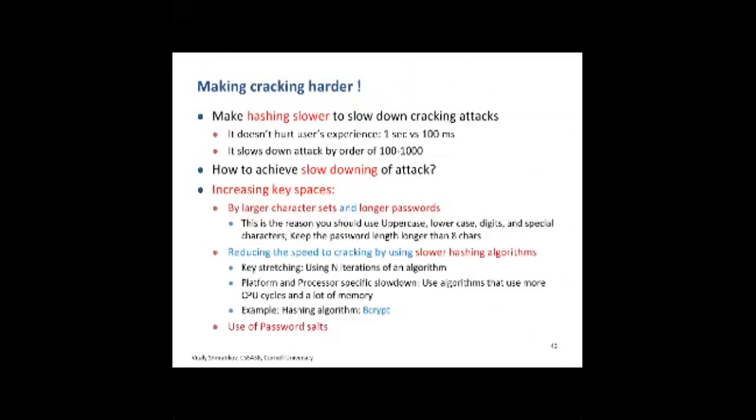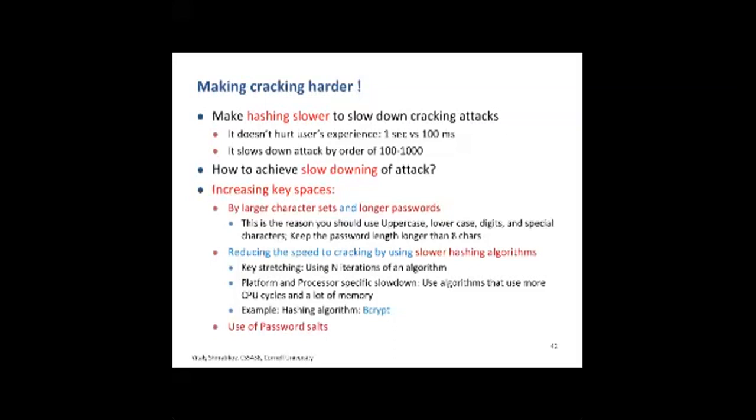Initially it takes, say, 100 milliseconds for the hashing algorithm to work. Now you make it slow and make it 1 second. Basically you slow down the algorithm, because now cyber criminals also have to use the same slow algorithm. So you slow down the attack by 100 to 1000 times.